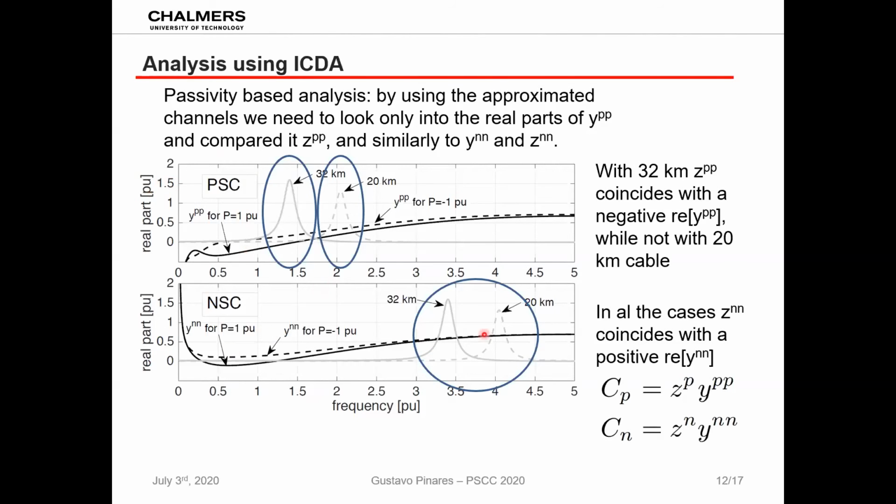When we look at the negative sequence channel, we can see that for both power injections, the resonances coincide with a positive conductance. And hence, we can see why the negative sequence channel didn't have a very high risk of introducing instability in the system.